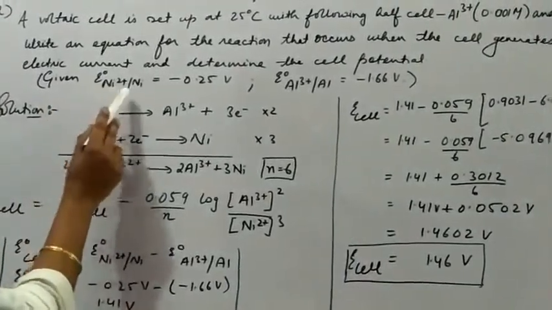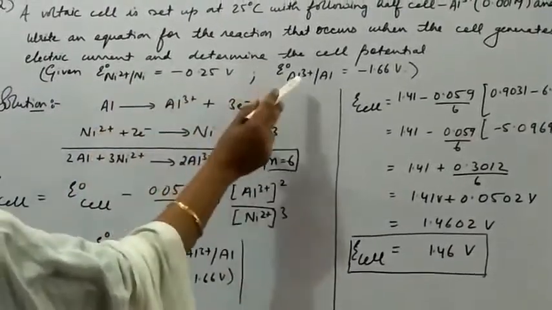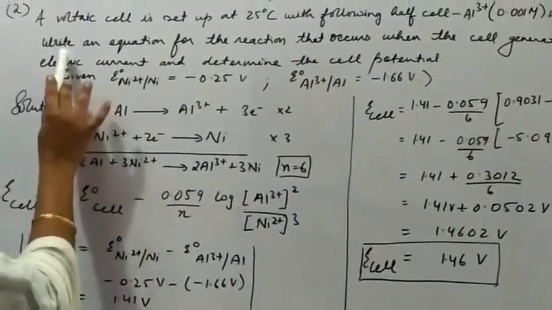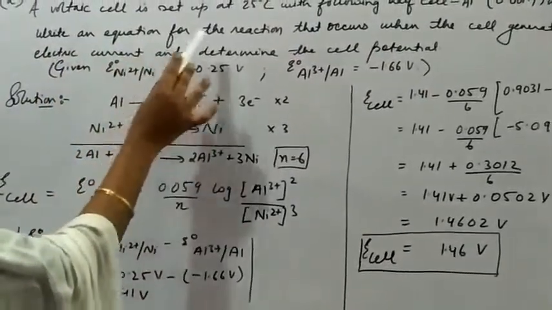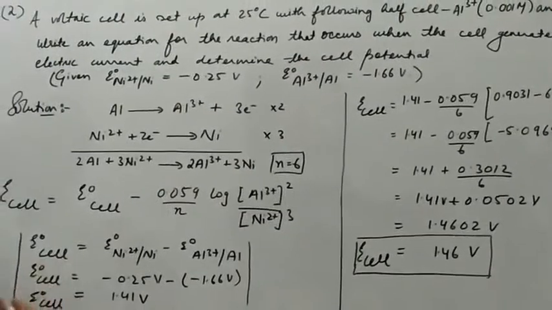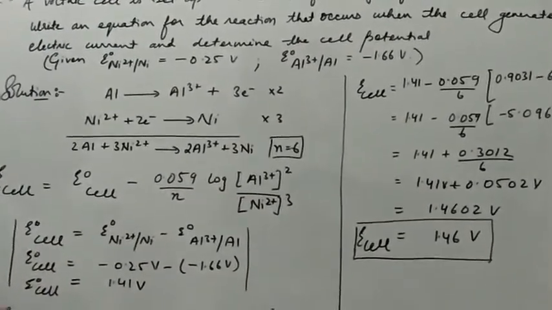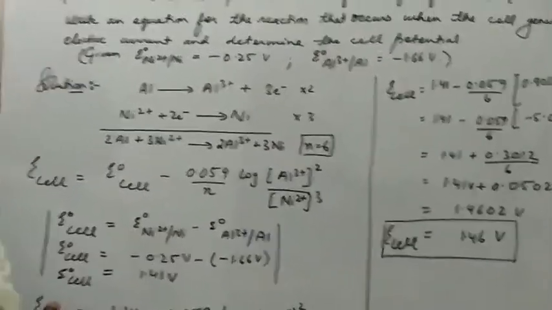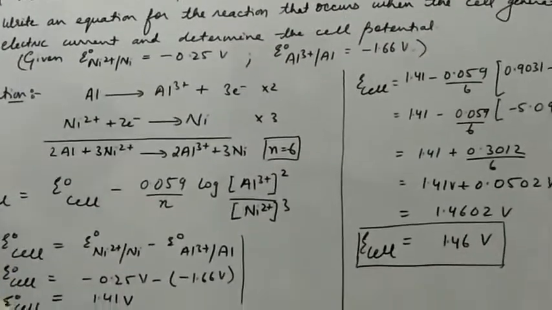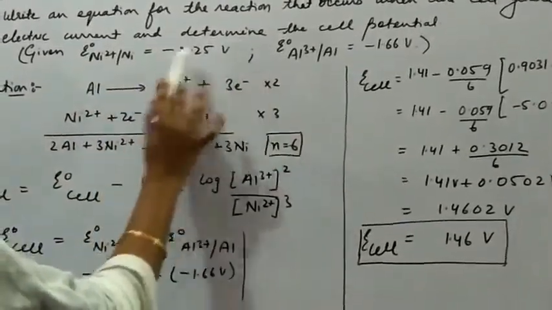Now what is given to us? The standard electrode potential of the nickel electrode and that of the aluminum electrode is given to us. Now the first part of the question is that we have to write an equation for the reaction that will take place when the electric current is derived from the cell. So here we have to first predict which electrode will undergo the oxidation and which will undergo the reduction. Now this we can do just by comparing the value of standard electrode potential which is given to us.